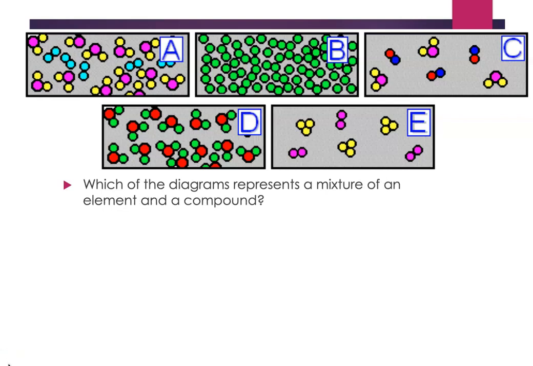Which of the diagrams represents a mixture of an element and a compound? So again, I need a mixture, so I can eliminate B and D. I need an element and a compound. So I'm looking at A or C or E for mixtures, and I think the best answer is A. I've got the blue ones are an element, and then I've got the purple and yellow ones, and those are a compound, so A is the best answer.